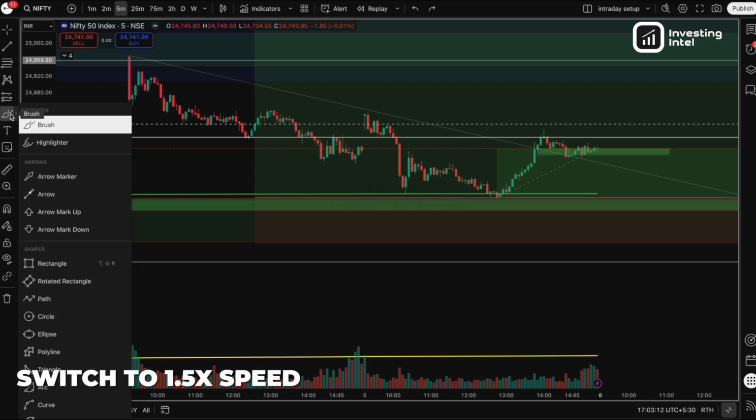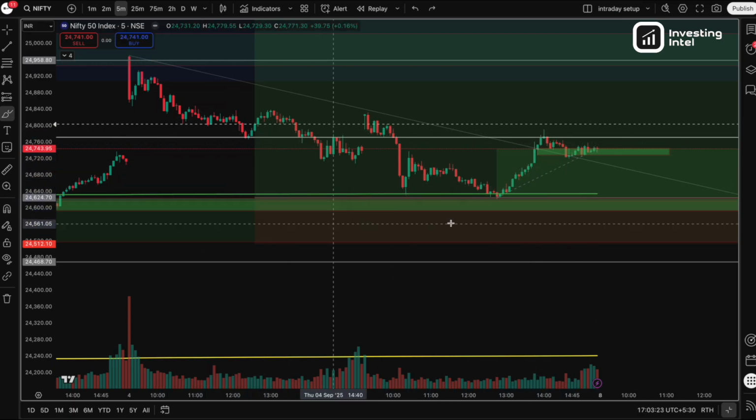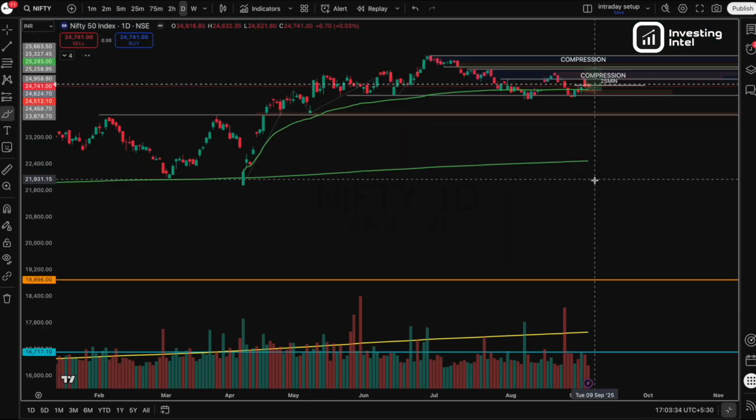Today I'm going to share my analysis on how we captured this move in Nifty. What was the reason? I'm going to share my analysis on how we captured 60 points in call options. What was the reason? Before that, let's go to the daily time frame.